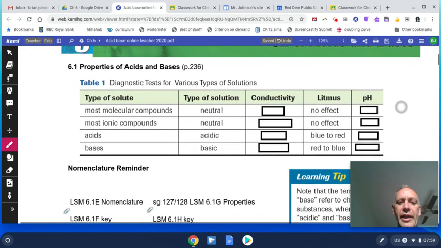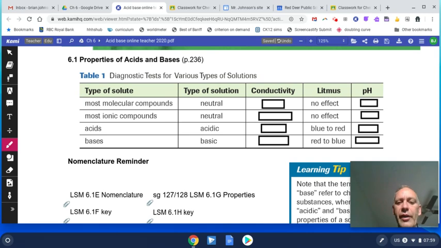Okay, some simple tests for acids and bases and moleculars and ionics. We've reviewed this already, so this is quick for you. Molecular compounds are neutral, most of them. In water, their conductivity is none or no conductivity. They do not form ions. And if they're neutral, they have a pH of 7. Ionic compounds do conduct, so we would say they have high conductivity. And if they have no effect on litmus paper, their pH is also 7.